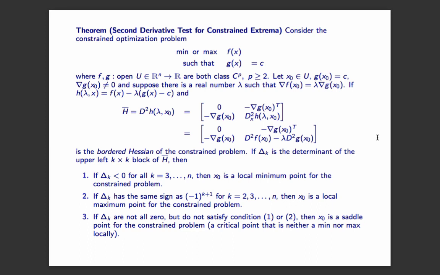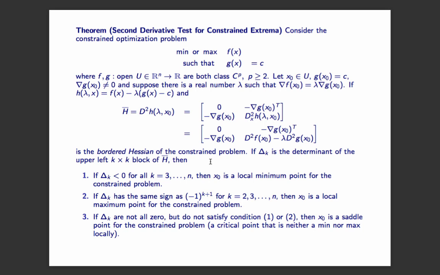So if delta k is the determinant of the upper left k by k block, then if every delta k is strictly negative for k equals 3 through n, right, of course, for k equals 1, I would get 0 because the top left entry is 0. For k equals 2, I would actually get the negative of the second derivative of g with respect to the first entry of x squared. I'd actually get a non-positive number necessarily. So it's for k equals 3 and on that would matter.